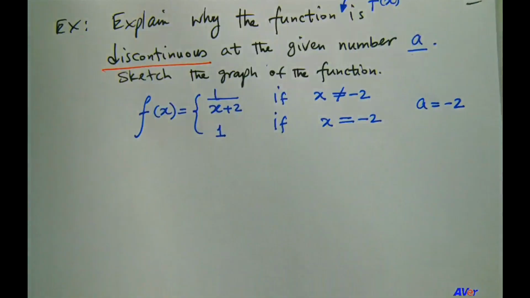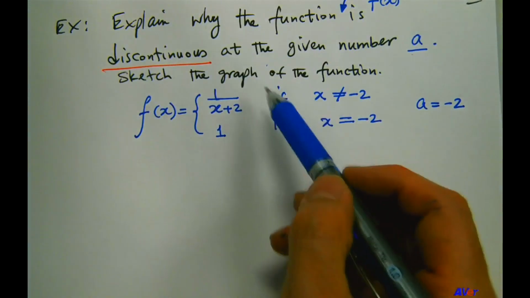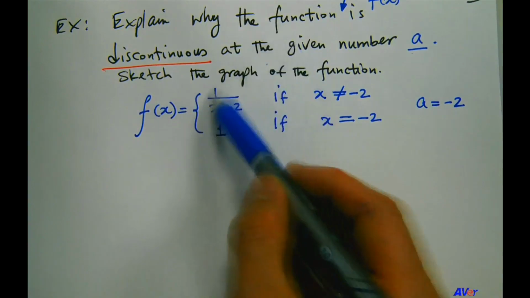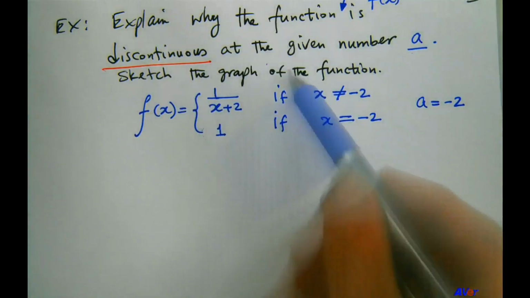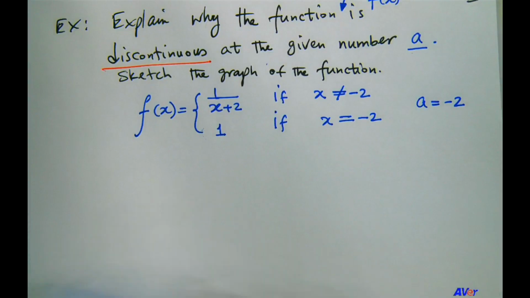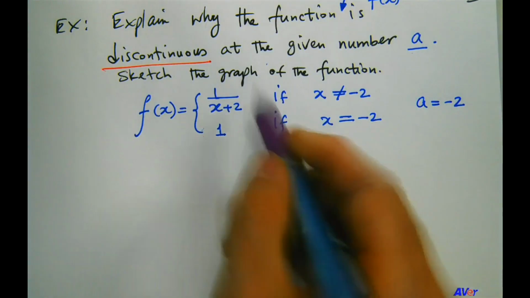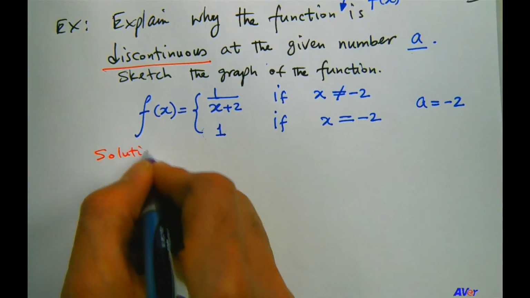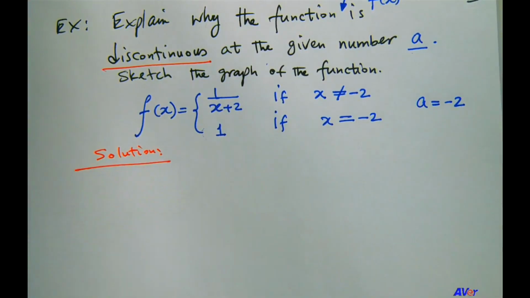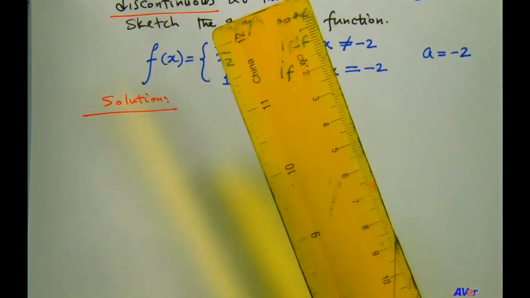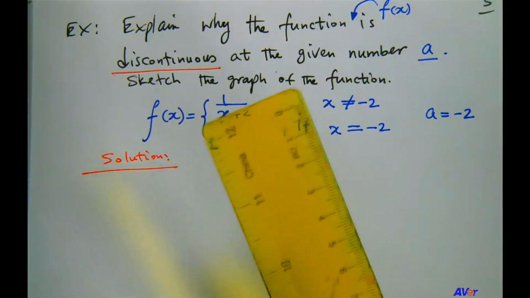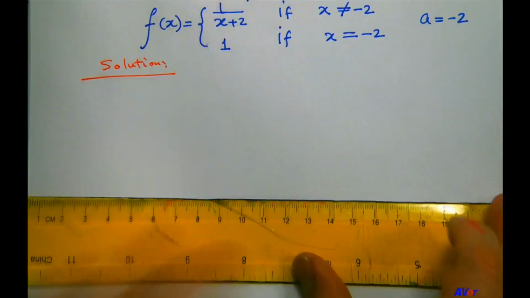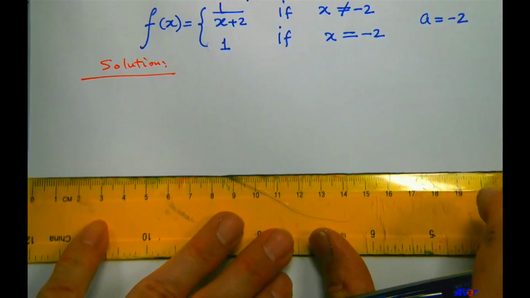Okay? So even though they ask us to graph this function at the end, it's actually more helpful if we graph this first and then explain why this function is discontinuous. So let's do that. Let's graph this function first. So we have this graph.